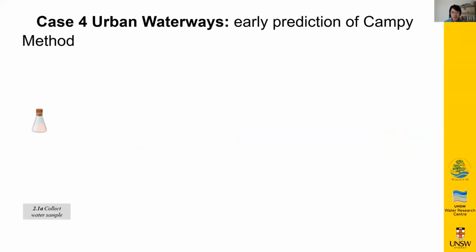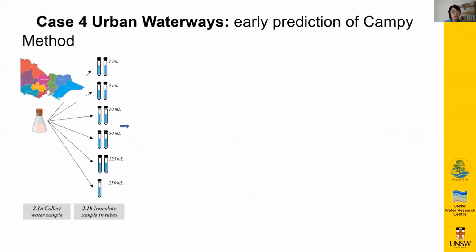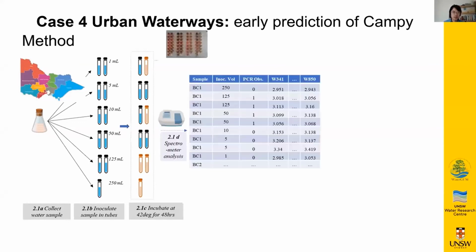And the last case I want to introduce is the application to the early prediction of Campylobacter in urban waterways. We collected a lot of samples from urban waterways in Melbourne, Australia. The second step was to inoculate the samples in different tubes in different volumes. This is a standard microbiology method. They are incubated at 42 degrees for 48 hours, basically 2 days.